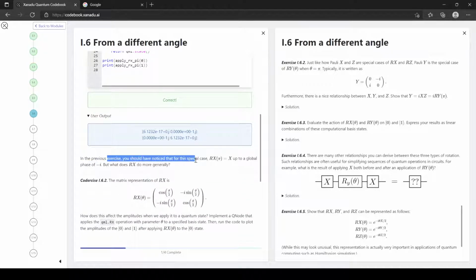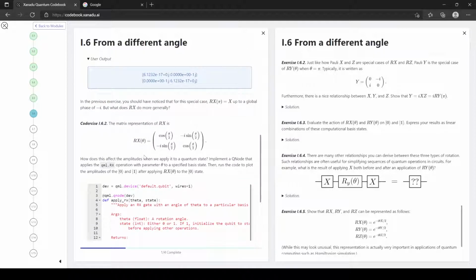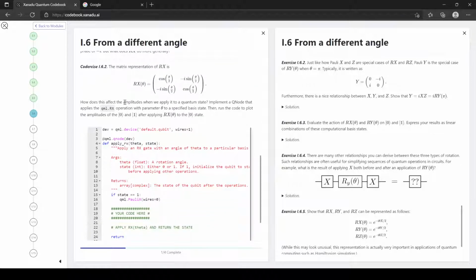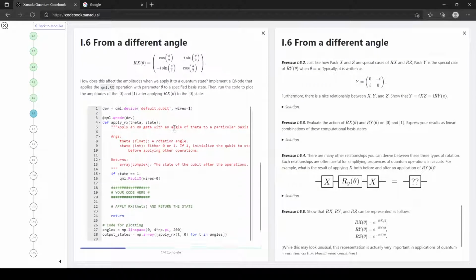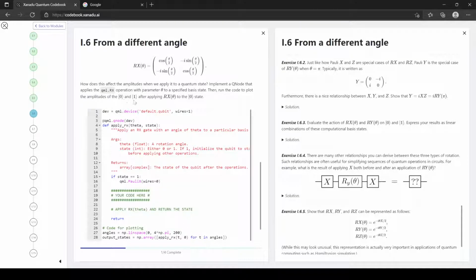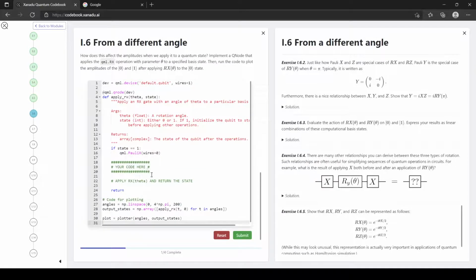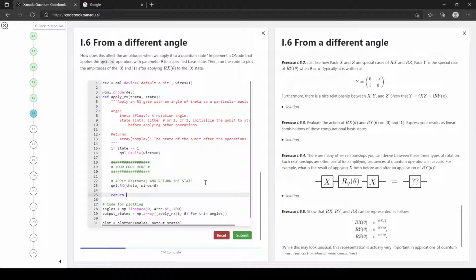You should have noticed the case Rx equals pi up to a global phase of -i, but what does Rx do more generally? How does this affect the amplitudes? Implement a QNode that applies the Rx with parameter. Oh, okay, so we're just going to plot the amplitudes of 0 and 1 after applying the Rx gate. Well, this is easy. It's the same code as above, qml.RX theta, wires 0, return qml.state.